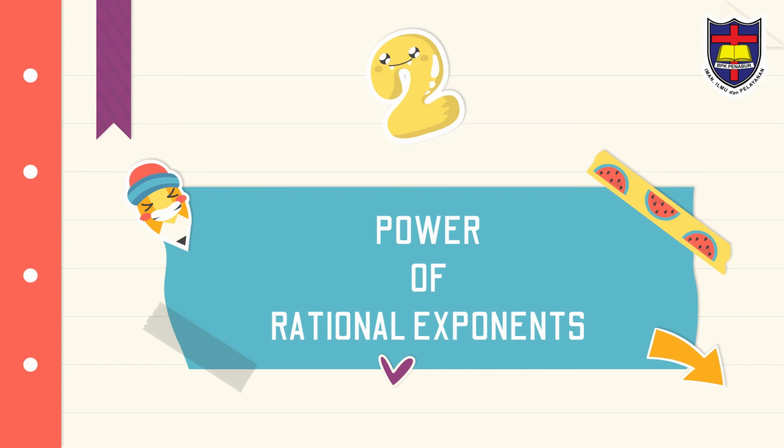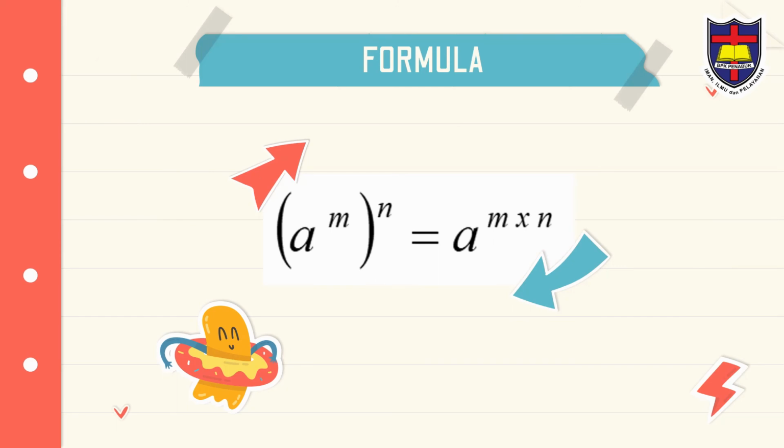Now we will go to our next operation, power of rational exponents. The formula is the same with integer exponent. So if I have a to the power of m and then to the power of n, we can multiply the exponent m times n. So a to the power of m times n.